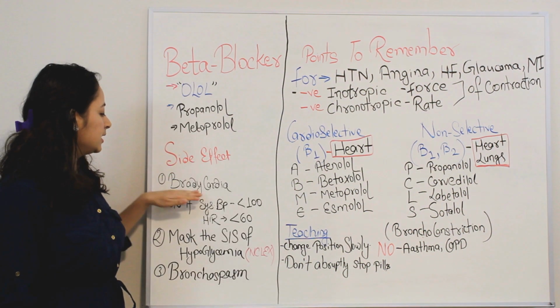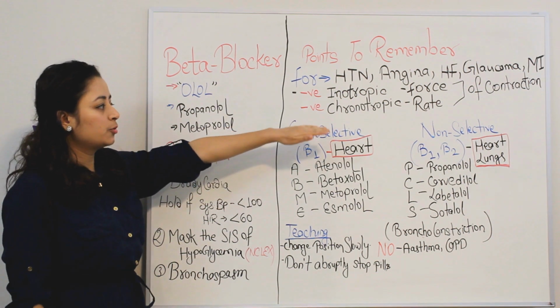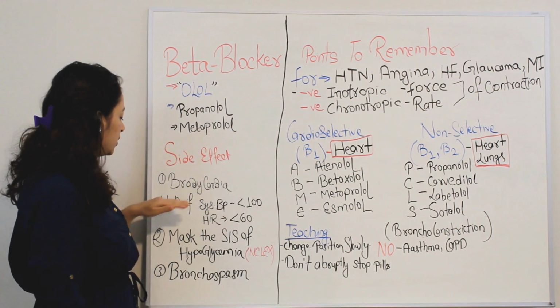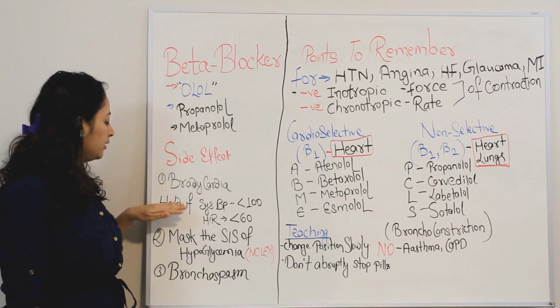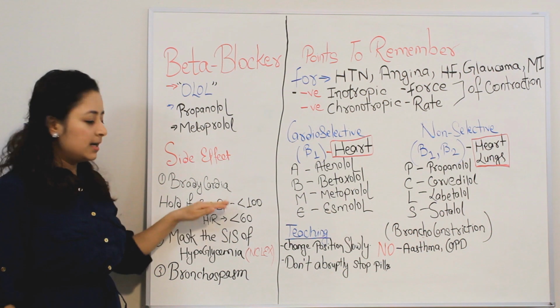First one is bradycardia, which means decreased heart rate, because it has a negative chronotropic property and can decrease the heart rate. So we have to hold the drug if the systolic blood pressure is less than 100 and the heart rate is less than 60.